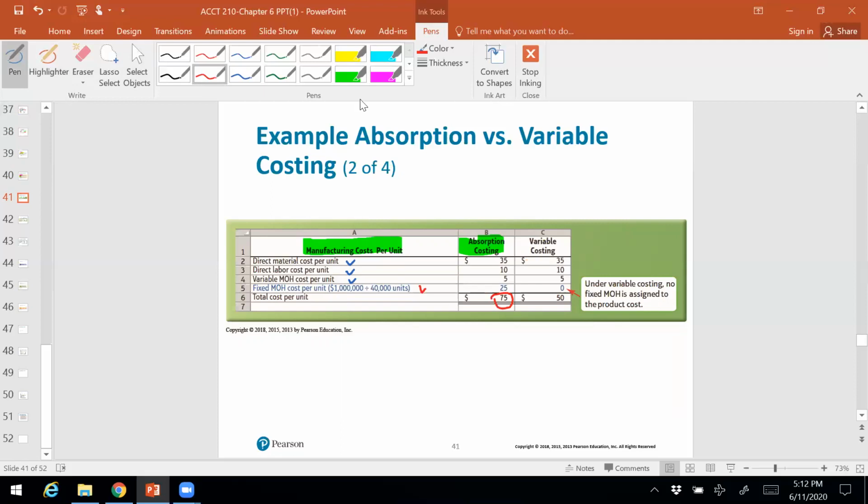For variable costing, it only contains variable manufacturing. So we have direct labor, direct material, and then variable manufacturing overhead. But we do not include the fixed manufacturing overhead in our product cost. Read this: under variable costing, we don't include the fixed manufacturing overhead as the product cost. So for each unit, your product cost under absorption costing is 75, under variable costing is 50.